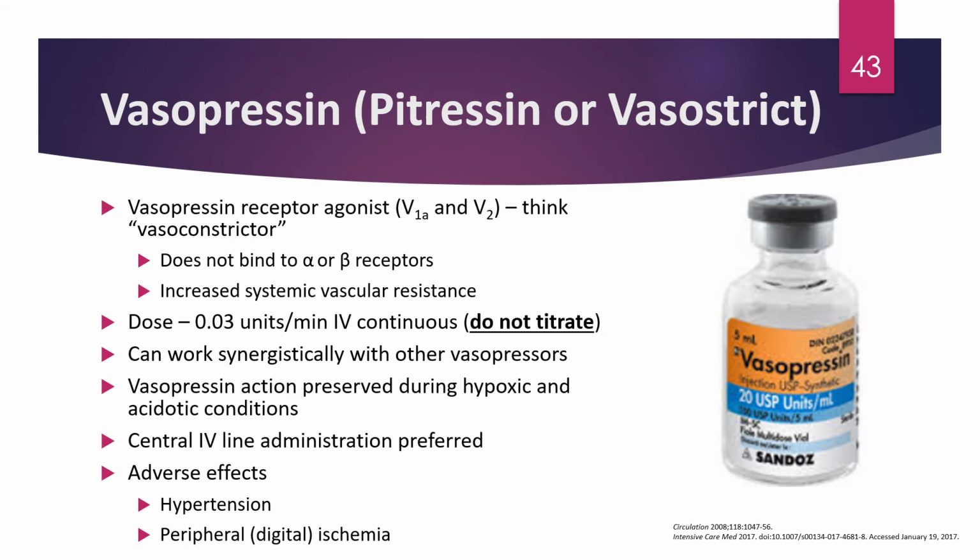Vasopressin action is preserved during hypoxic and acidotic states that we see in sepsis and shock. Central line administration is preferred with this agent also being a vasopressor, and adverse effects are hypertension and digit ischemia.